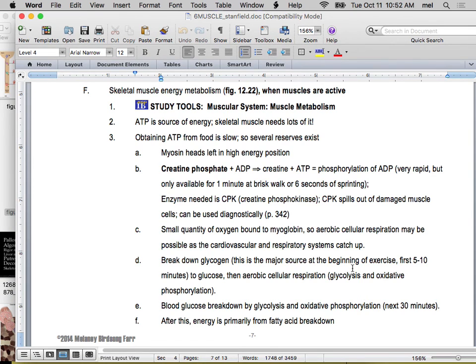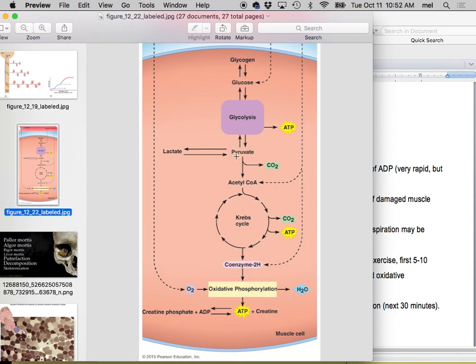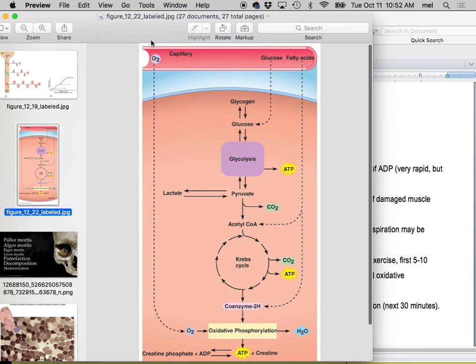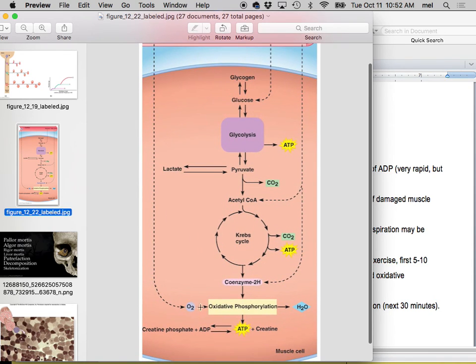So the next thing is that even before the cardiovascular and respiratory system can keep up with the oxygen requirements, remember that I had small quantities of oxygen stored inside the cell on myoglobin, right? And that means that even before I'm supplying enough oxygen, I can do a little bit of aerobic cellular respiration, right? That makes sense? So I've got a little bit of oxygen stored inside the cell, so I've got a little bit of aerobic cellular respiration before the oxygen catches up.